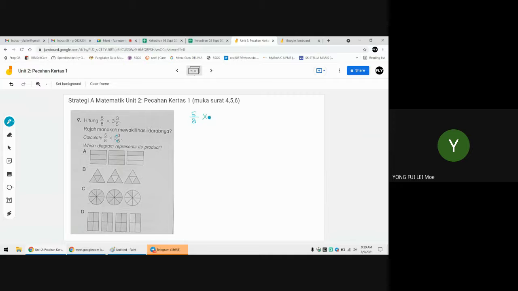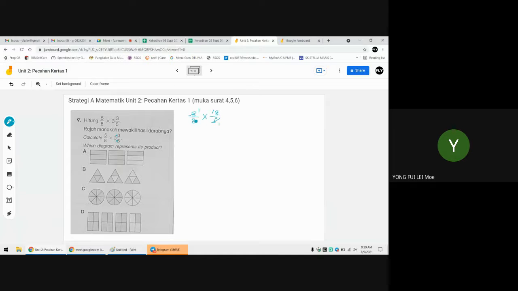5 times 3 is 15. 15 plus 3, 18. Okay, so this one. Next, what do you do? You simplify it. Look at the top and the bottom. We have 5 and 5. So automatically you use one multiplication table. 5, 1, 5, 5, 1, 5, cut.